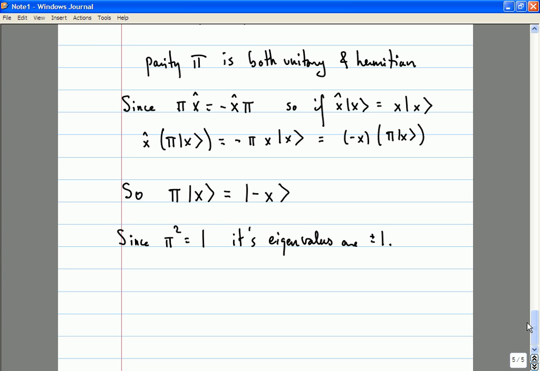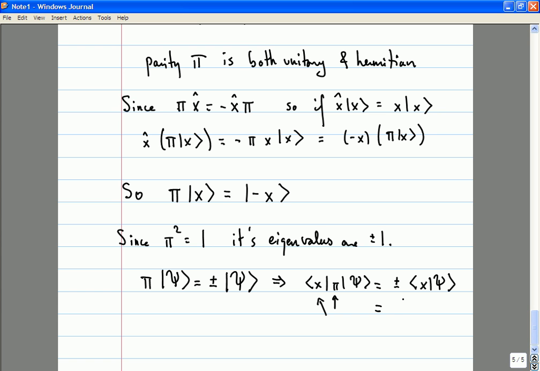What does that mean for the wave functions? Well, let's say that you have a state which has a parity eigenvalue plus or minus 1. Then what does that mean for the wave function of the state? Well, let's compute its wave function. That is equal to plus or minus psi of x, plus or minus the wave function psi of x. Or if you take this parity to act on that x, that is equal to psi of minus x.